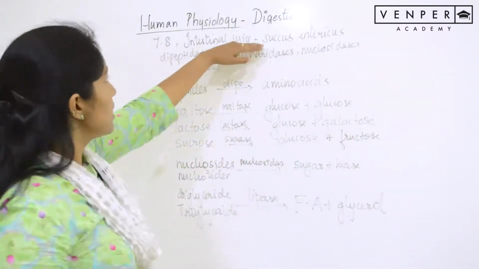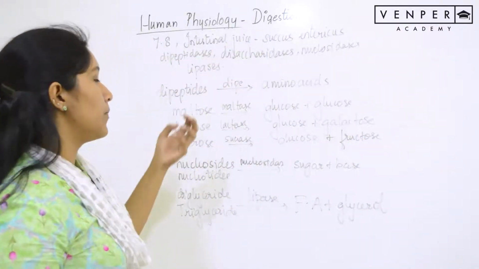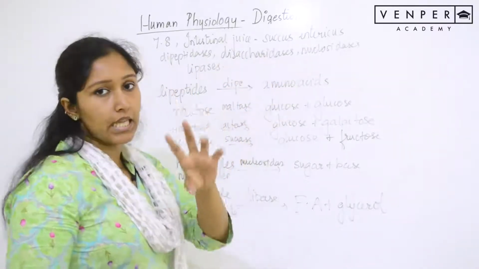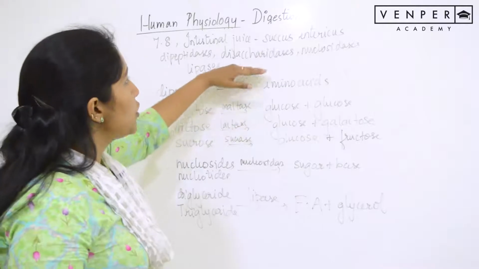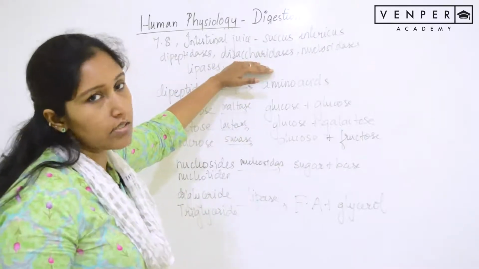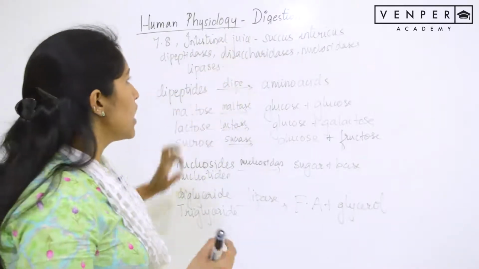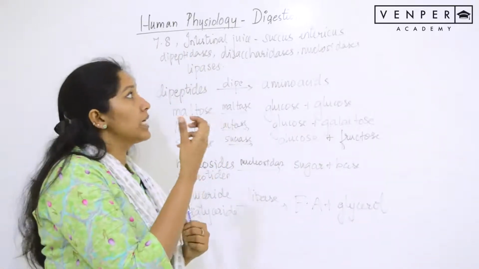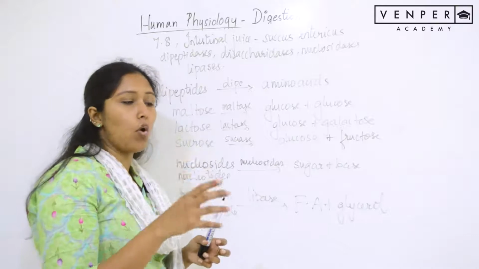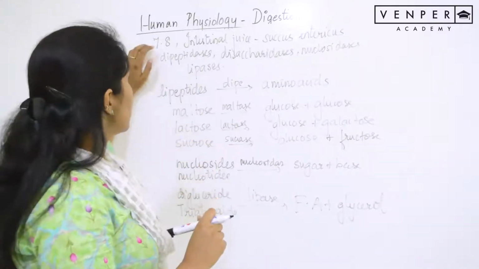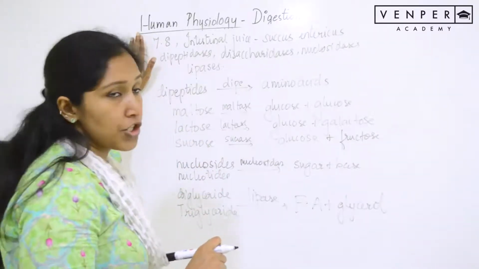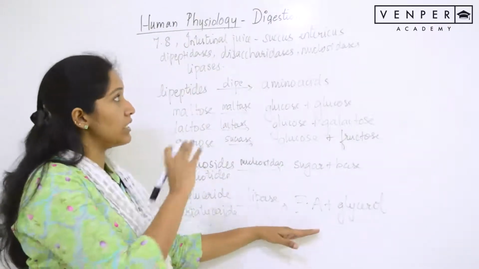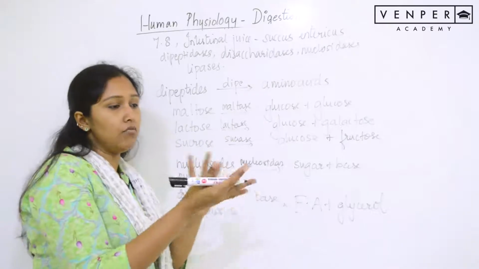So the succus entericus is given out by the cells of the intestinal mucosa, and you also have certain mucus cells called the goblet cells that are present there. So the mucus in the intestinal juice helps in the easy passage of the food, and it also gives that particular 7.8 pH for the digestion to take place. So all these digestive processes are done within the ileum.